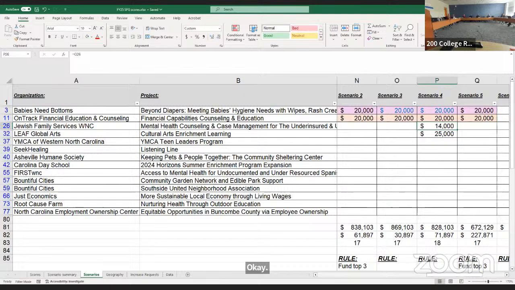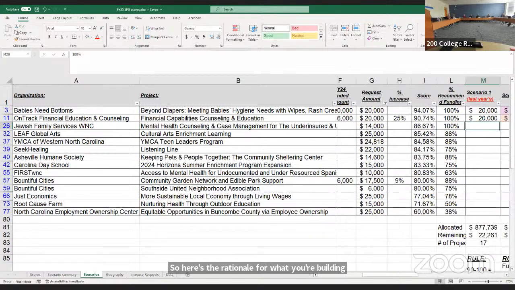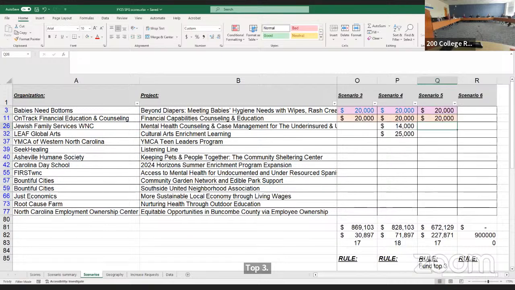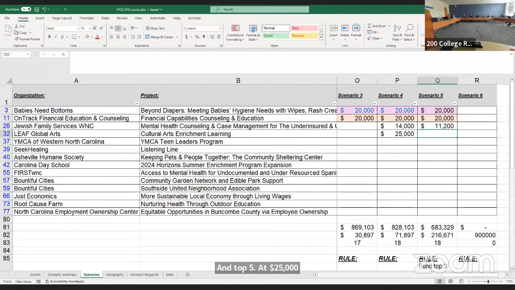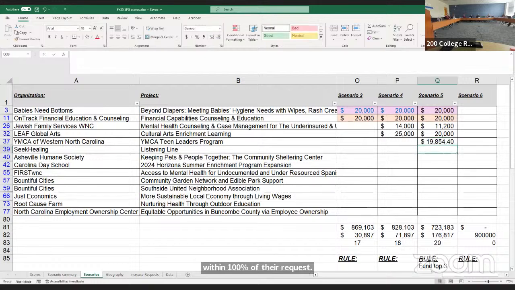So here's the rationale for what she's building. Top 3 scoring projects from each focus area, and top 5 scoring applications at $25,000 or less. Put them all in the funding scenario and allocate their funding amount based on their score. If they scored a 90 or higher, put in 100% of their request. If they scored under 90, put in 80%.